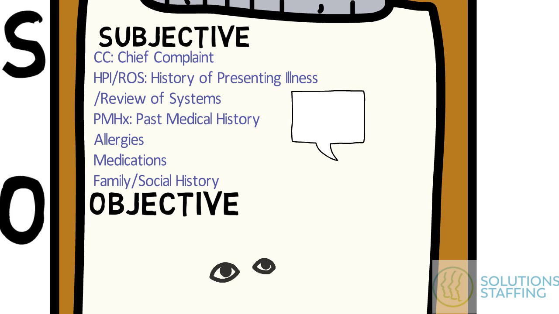These two are often difficult to separate and can be placed together under HPI/ROS. Then, and this is the tricky bit for a lot of people, your past medical history, allergies, medications, and social family history. Many nurses ask, this information is already in the chart. Why do I need to note it down in my SOAP note? Again, this goes back to the if you didn't chart it, you didn't assess it.